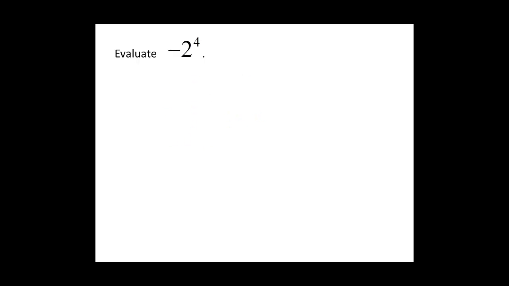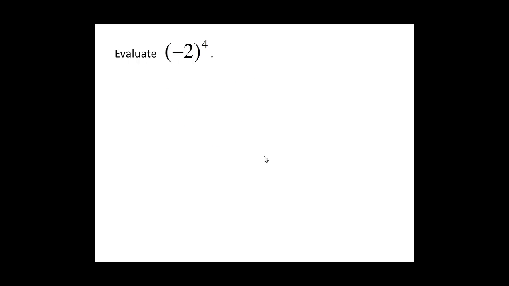Negative 2 to the 4th. This problem has us multiply 2 4 times. 2 times 2 times 2 times 2 with the negative in front, bringing down each time. 2 times 2 is 4, and we can do these 2's together. We get 4, bringing down our negative in front. So 4 times 4 is equal to 16, and we bring down our negative in front. So negative 2 to the 4th is equal to negative 16.